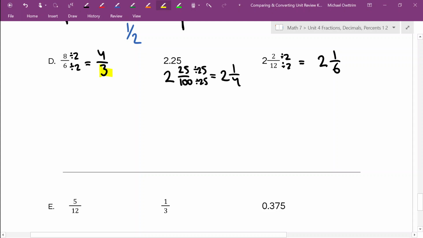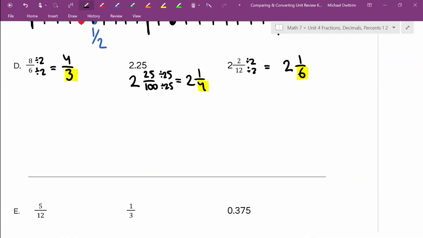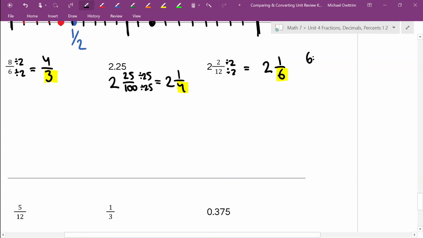I need a common denominator for 3, 4, and 6. If I wasn't sure what that is, I could write out multiples of each of those. Multiples of 6 are 6 times 1 is 6, 6 times 2 is 12, 6 times 3 is 18. Multiples of 4 are 4, 8, 12, 16. Multiples of 3 are 3, 6, 9, 12, 15, and so on. But we've already got a common number here, which is 12.